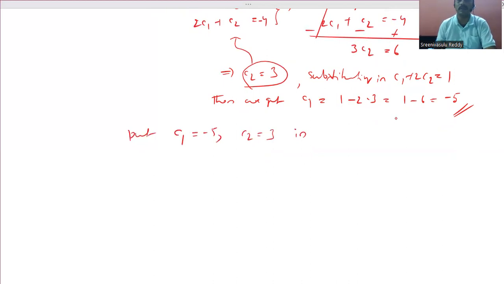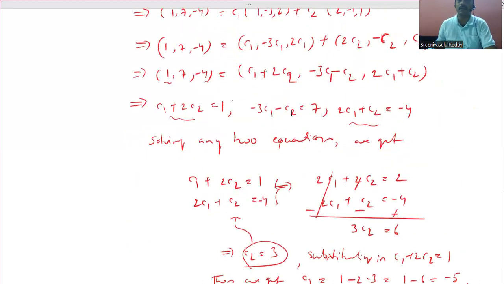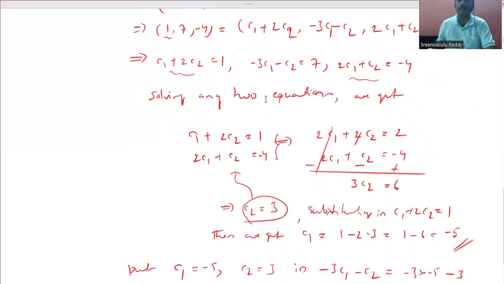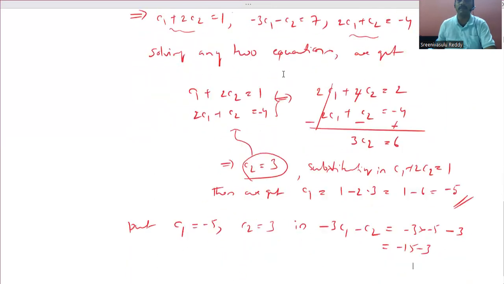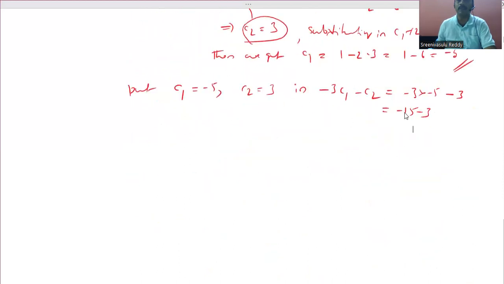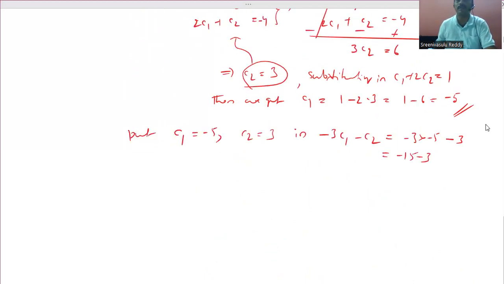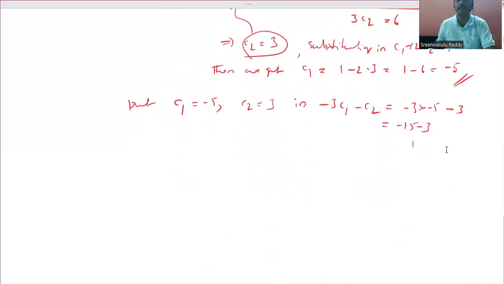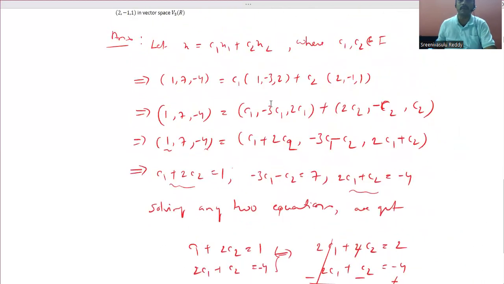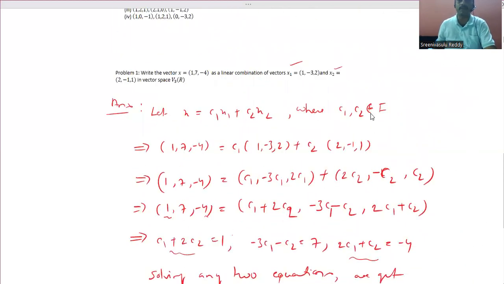Minus 3C1 minus C2. Substituting here, we check whether we get the RHS. If we get the RHS, our answer is right; otherwise, our answer is wrong. Minus 3C1 means minus 3 times minus 5, since the C1 value is minus 5, and C2 is 3. So we get 15 minus 3, which verifies.